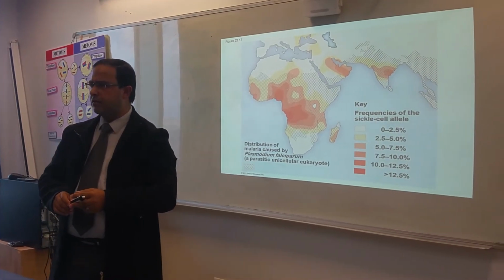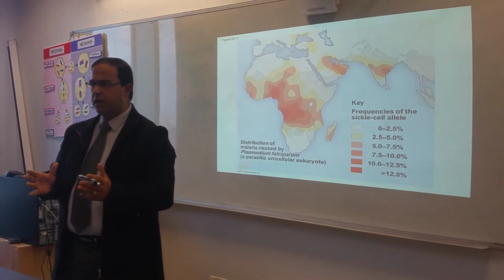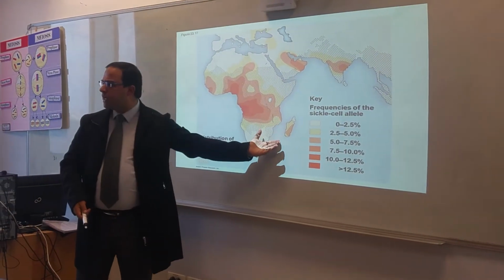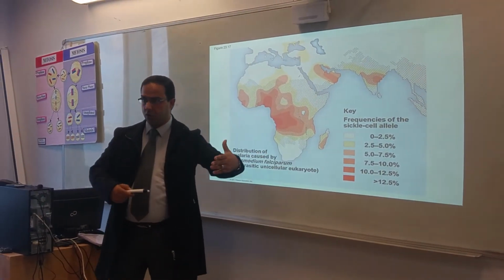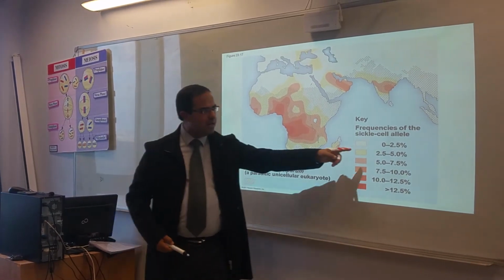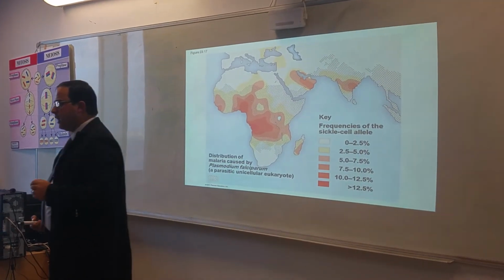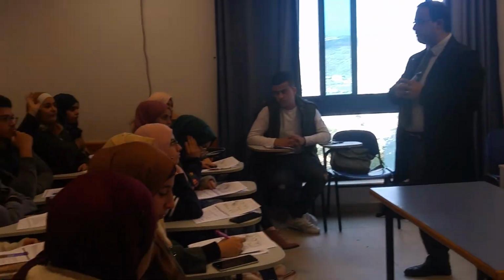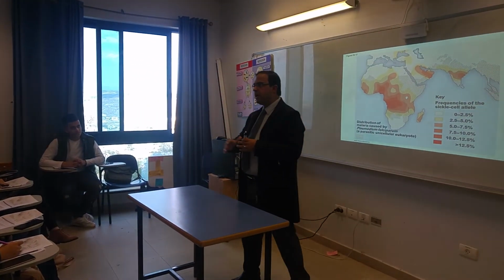How can we explain that? What's the relation between the increasing frequency of the sickle cell mutation, favoring the heterozygous, and malaria? Malaria is a parasite. Can anyone guess the explanation? Yes, please. Maybe when malaria enters red blood cells, it continues its life cycle. Yes, it's not maybe, it's the fact.